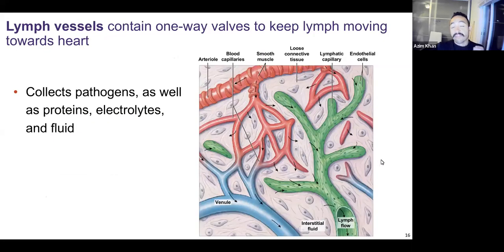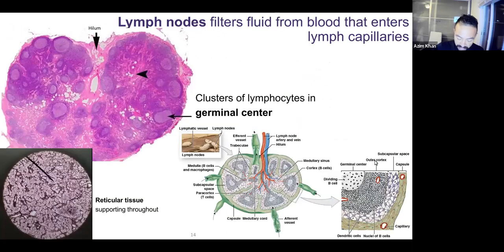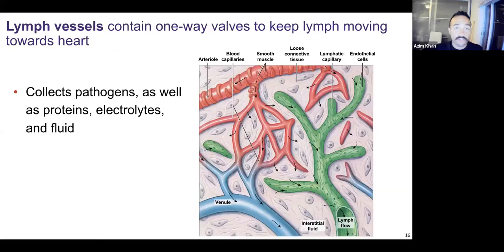Lymph vessels, let me go back to slide 14. If you take a look at this lymph vessel over here, you can see that these lymph vessels have valves. Because the lymph that's flowing through lymph vessels, the pressure is very low, there's no heart pumping it. Lymph vessels need one-way valves, just like veins do, to keep a one-way flow of lymph fluid and keep it moving towards the heart.